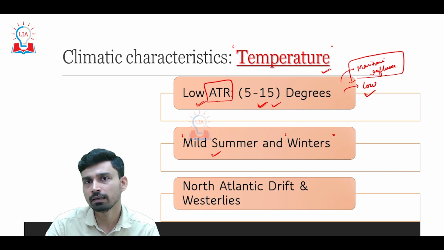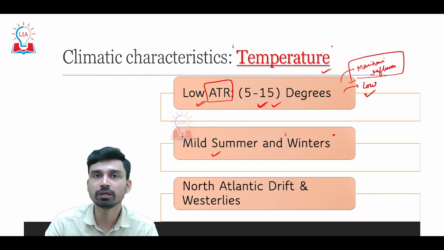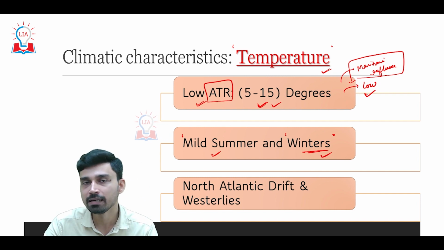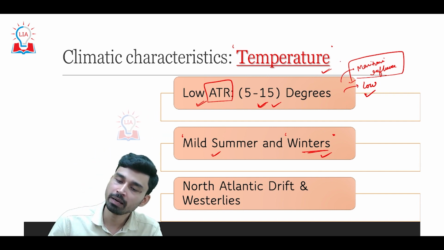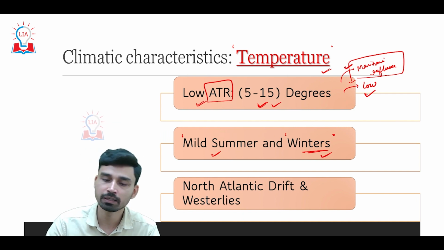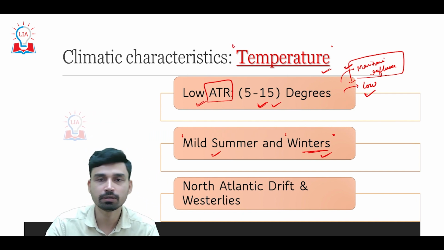There is a very lesser chance that temperature can go below 0 degrees Celsius, and the winter is also moderate in nature. So mild summer and moderate winter, mainly due to maritime influence, is one of the major characteristics of this particular type of climate as far as the temperature is concerned.